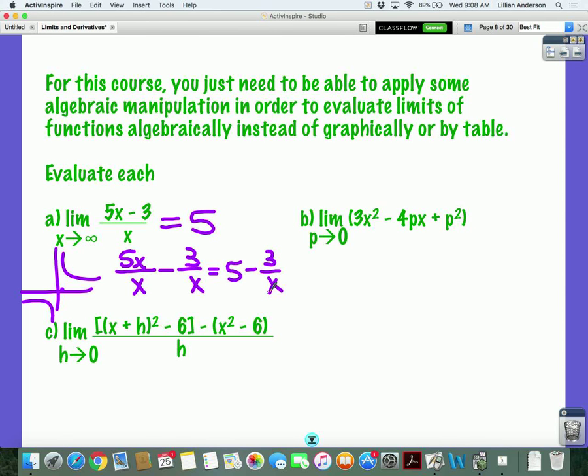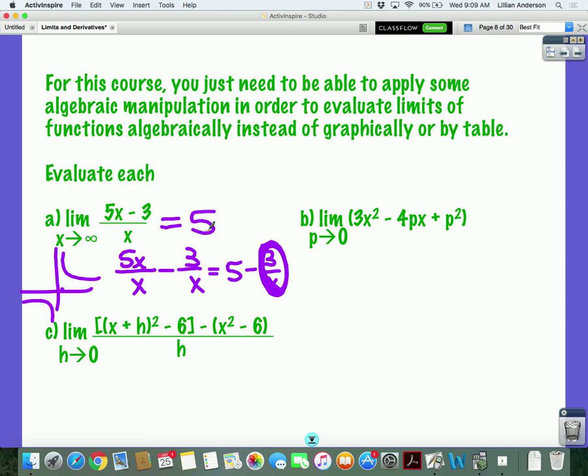And if you really think about it, if you plug in a super, super big number in for x, 3 over a super, super big number is what? A super, super small number, almost like what? Close to what number? 0. So the bigger that x is, the smaller that this is going to get, meaning that it's going to get closer and closer to 0. What's 5 minus 0? There you go. Okay.